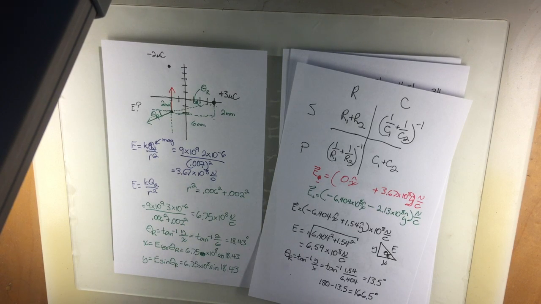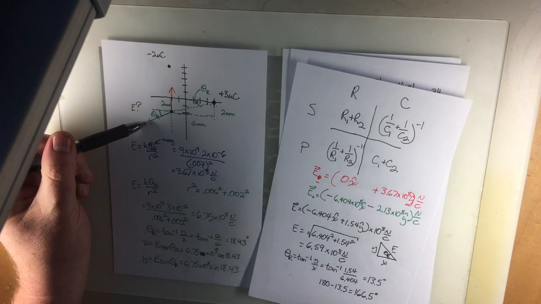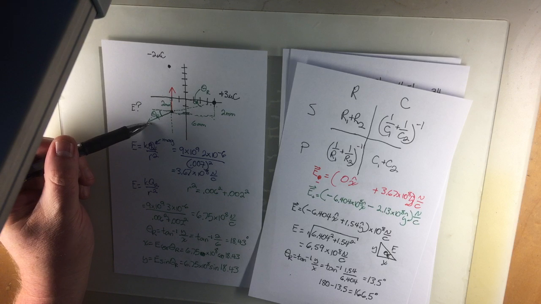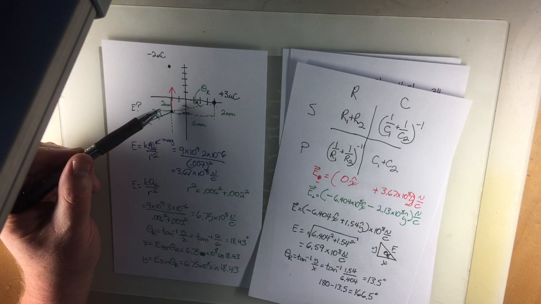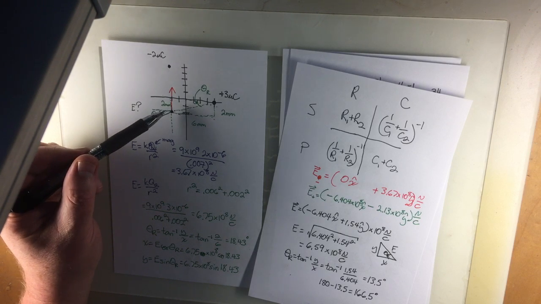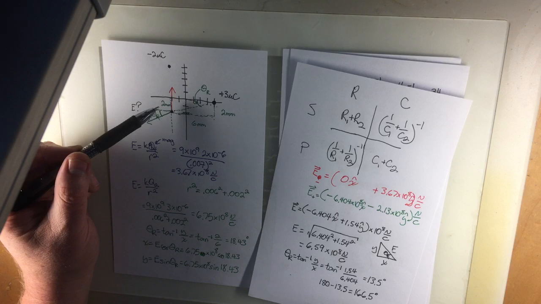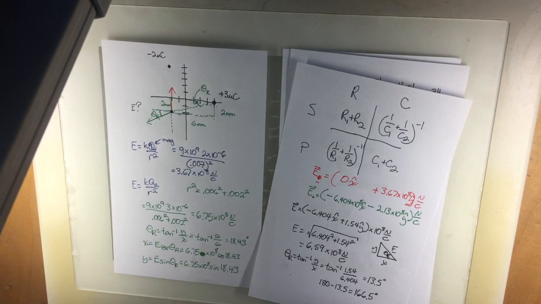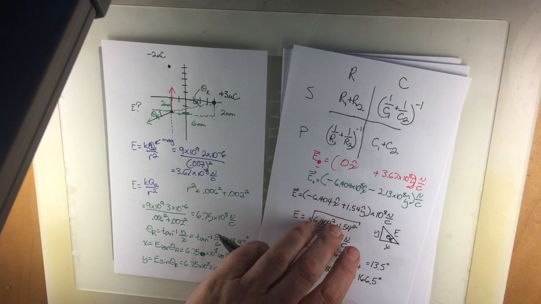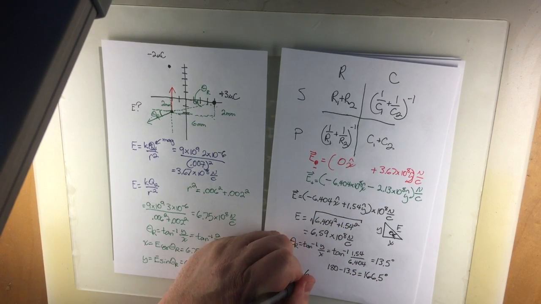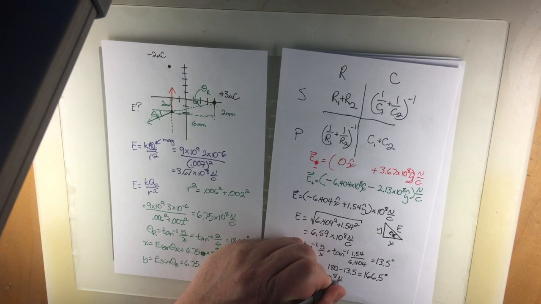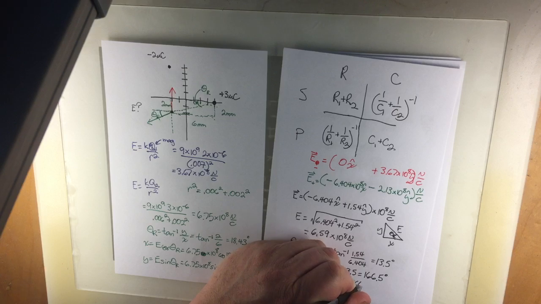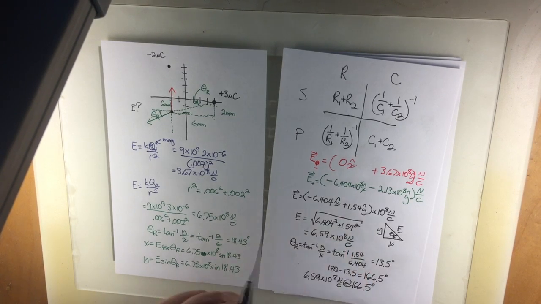I said that this vector here was a third quadrant, but the sum, the resultant, is a second quadrant. Let me first write down the answer so I can feel better about myself. 6.59 times 10 to the 8th newtons per coulomb at 166.5 degrees. That's the answer.